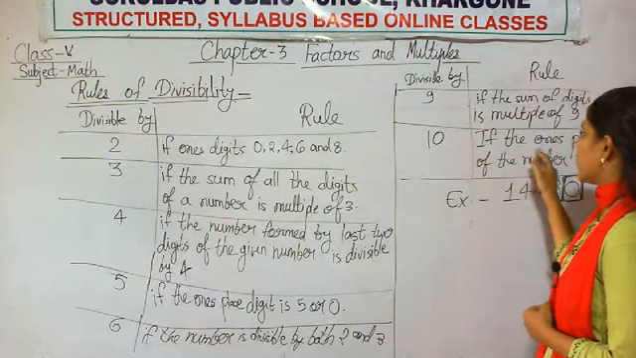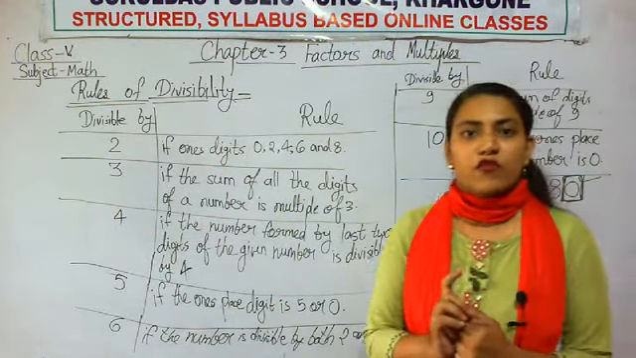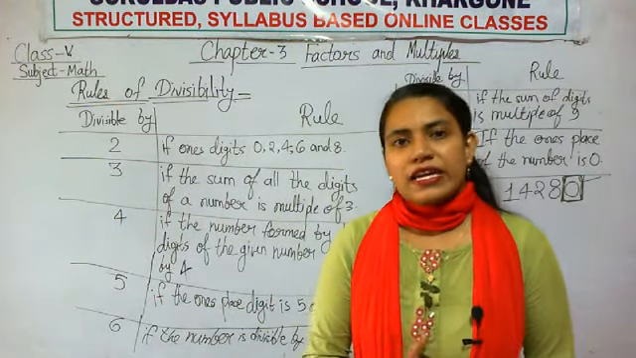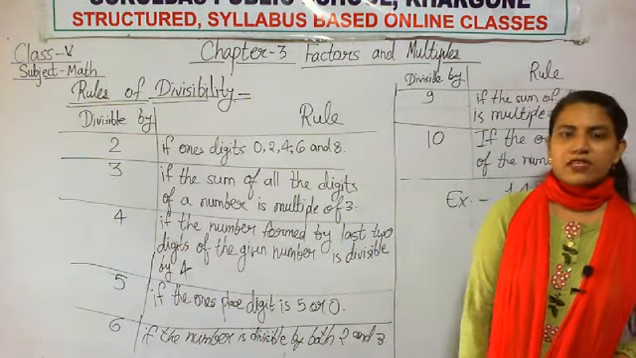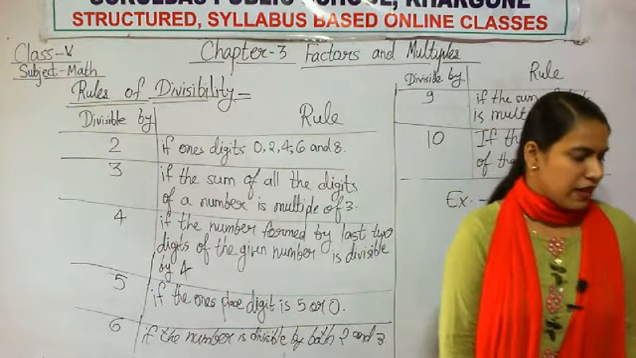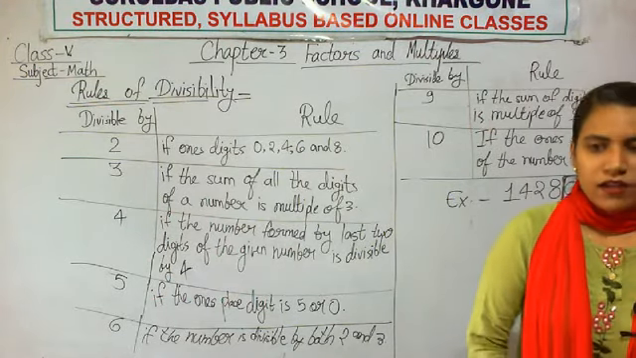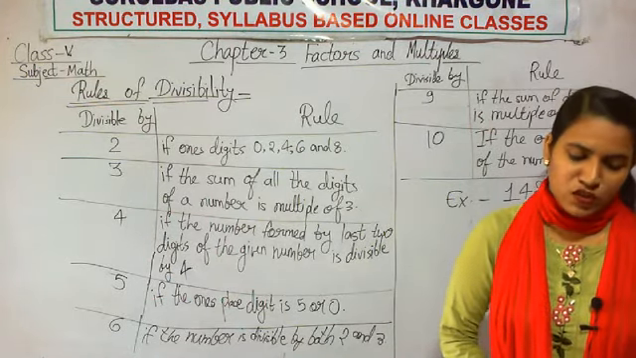And the last one, if the ones place of the number is 0, then you can conclude that the given number is divisible by 10. I hope you understand the rules very well.